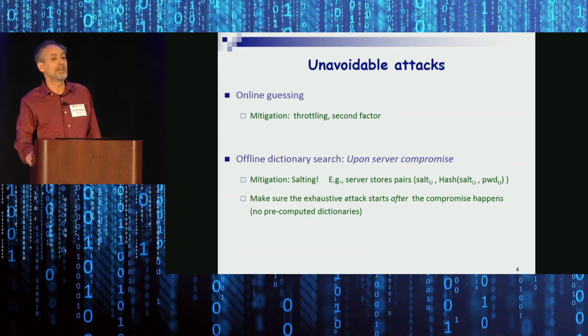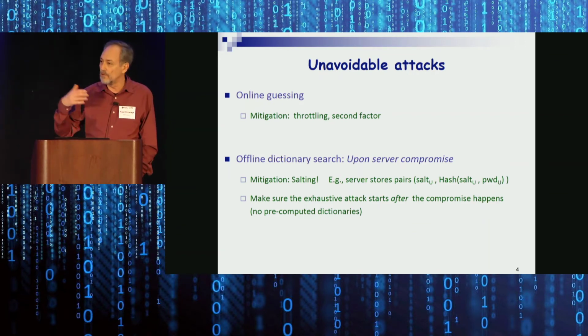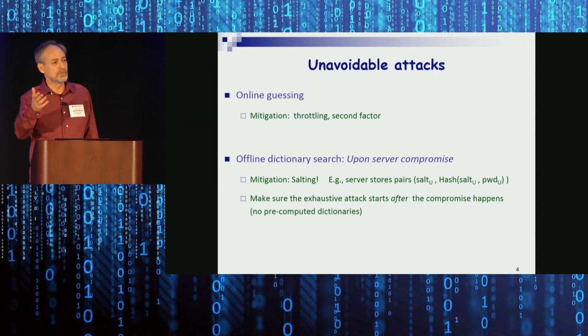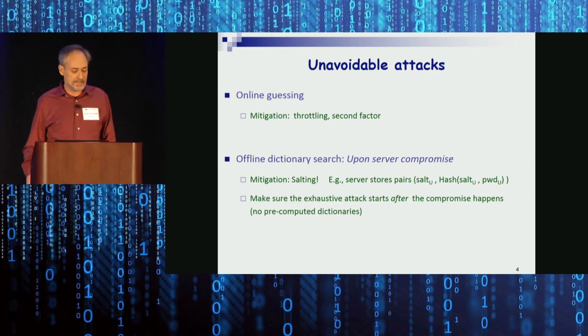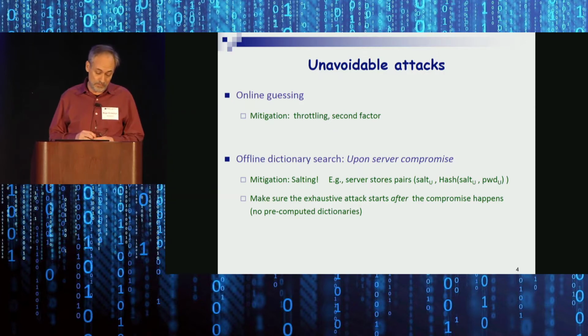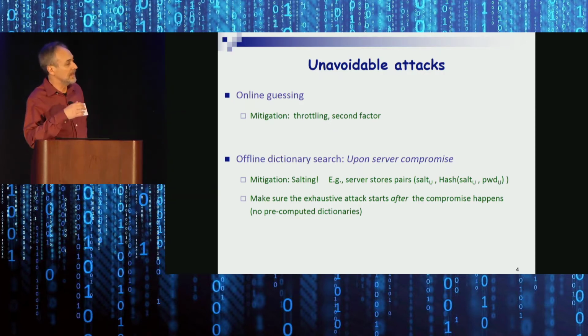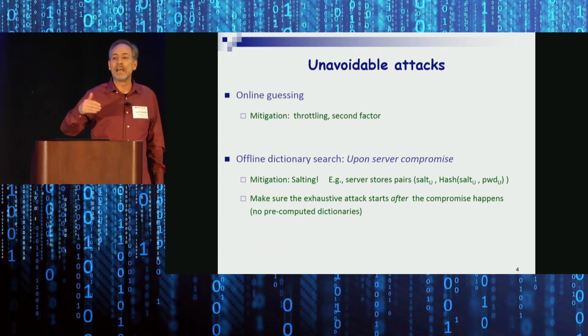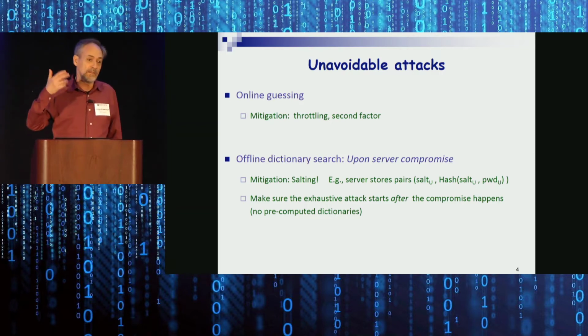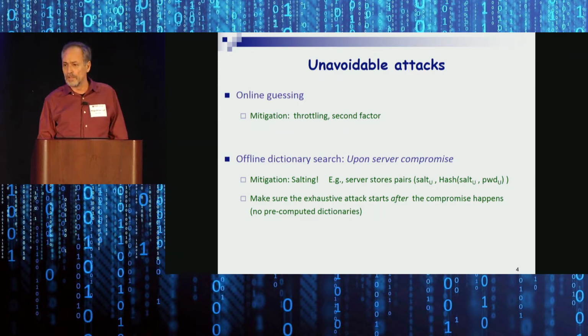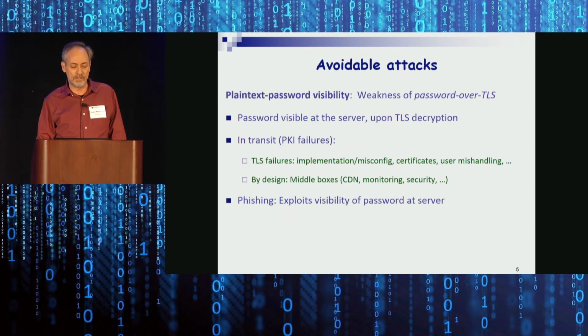The other very relevant and effective attack on passwords is offline dictionary attacks, which happen when an attacker breaks into a server, finds the password file, and now sees a set of hashed passwords, and can run an offline dictionary attack on that list. That's unavoidable. What will be important is that this unavoidable attack will start only at the time after the attacker breaks into the server, and not before that, like by building pre-computed dictionaries. So the mitigation here is salting.